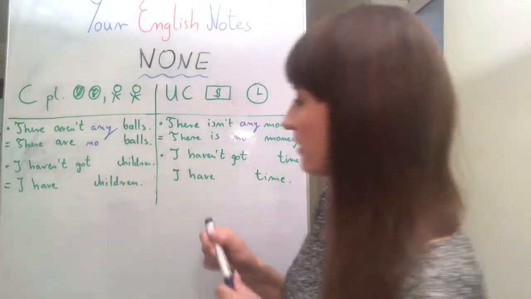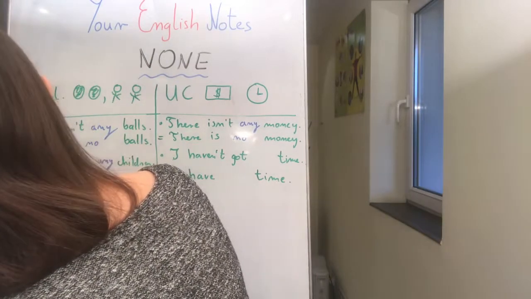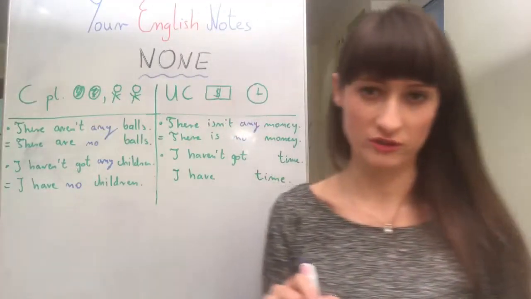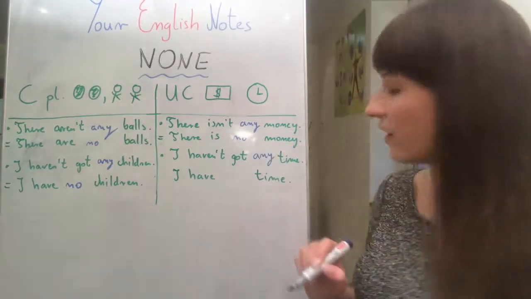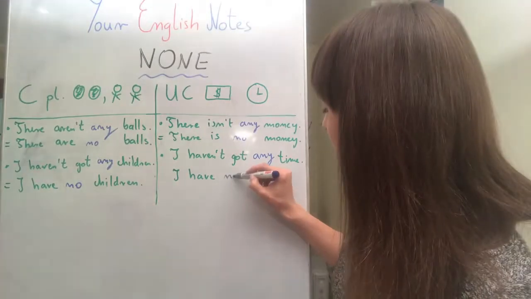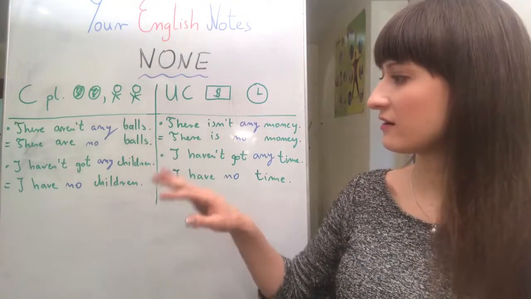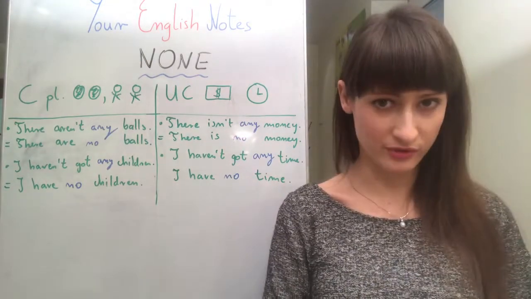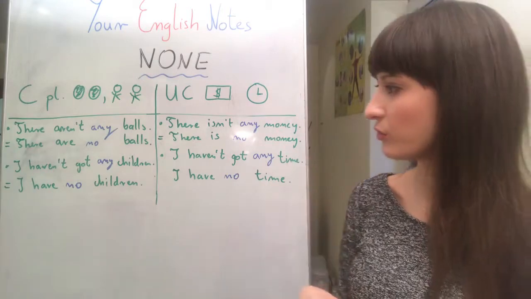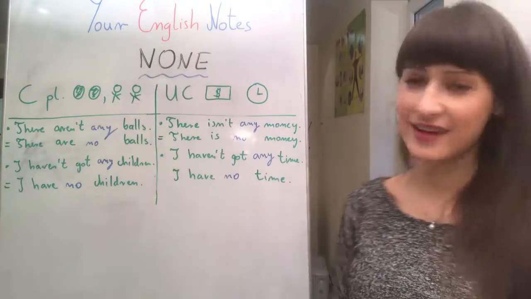And the same we can use when we say have got. So for example, I haven't got any children, and I have no children, and I haven't got any time. I have no time. There are and I have got are the most common examples in which we use any and no. But now I would like to tell you something about none.